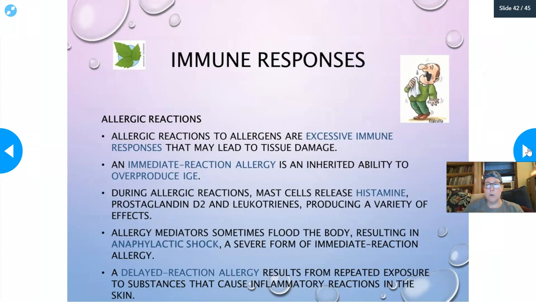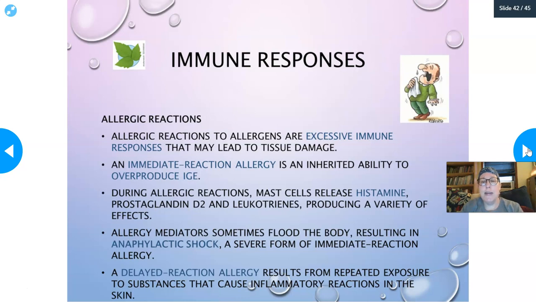And so let's talk a little bit more about immune responses. So allergic reactions, if you will, are inappropriate immune responses to things that are normally harmless. And it's usually an excessive immune response, and it can lead to tissue damage, etc. So an immediate reaction allergy is an inherited ability to overproduce the IgE antibody. And usually it's things like asthma and hay fever and all of that. Those are immediate reaction allergies, so that as soon as you're exposed to the trigger, whether it's pollen or dust or grass or whatever it is, as soon as you are exposed, you get a reaction, okay, within 30 minutes.